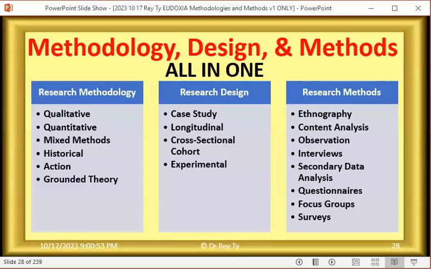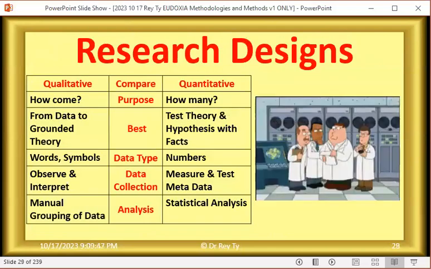Okay. All in all, if you have one slide to show the differences of research methodologies, research designs, and research methods, this is it. Okay, you have these research methodology: quali, quanti, mixed method, and then research design: case study, long-term, one point in time, and experimental. And research methods: you have ethnographic, content analysis, observation, interviews, document search, surveys, focus group discussion. So these are all of them.